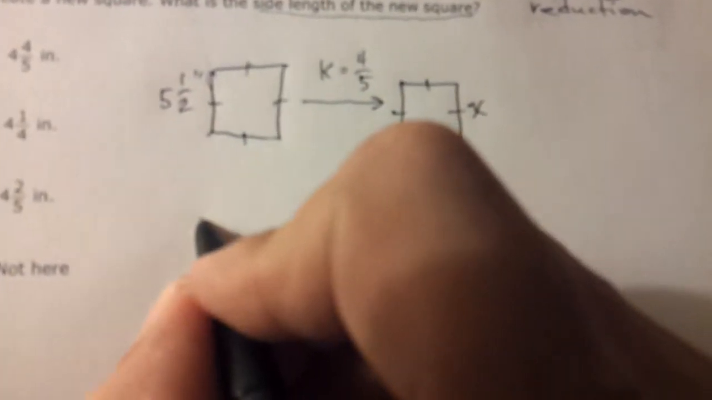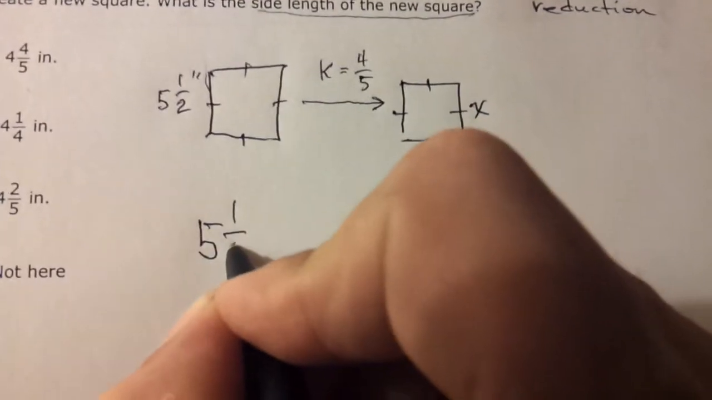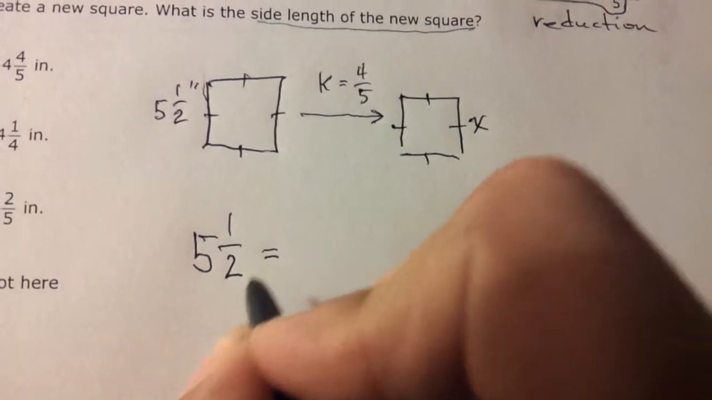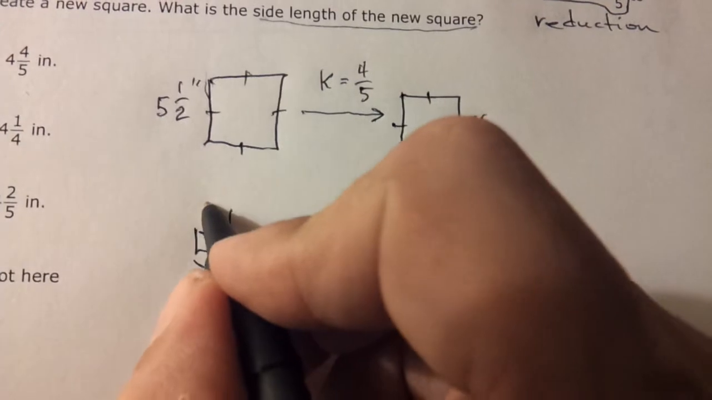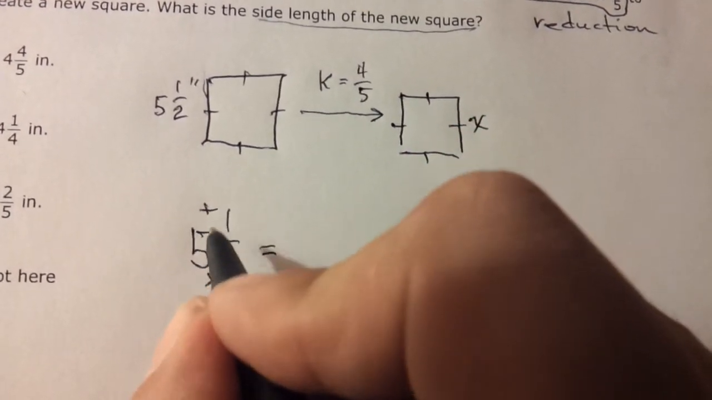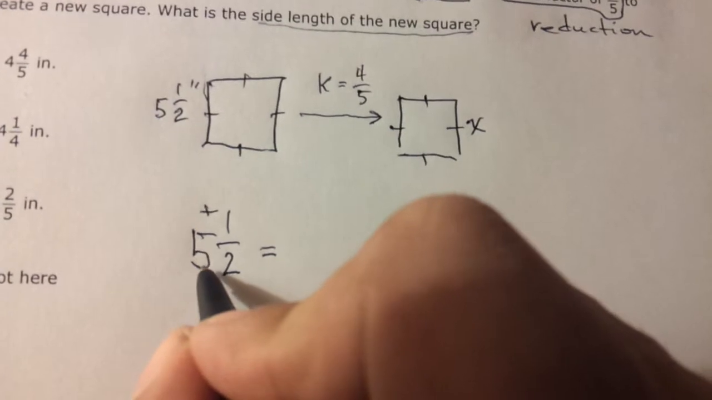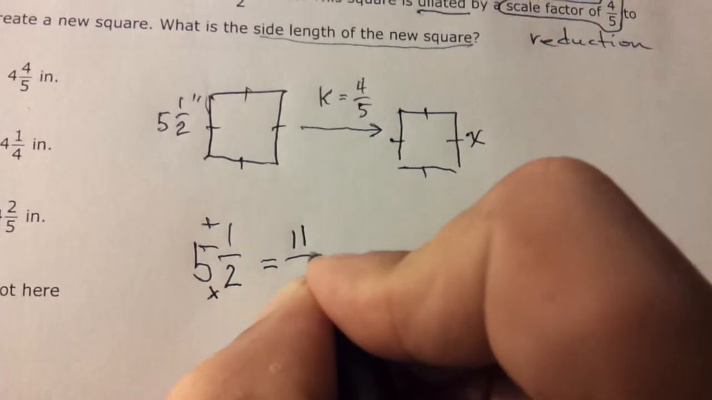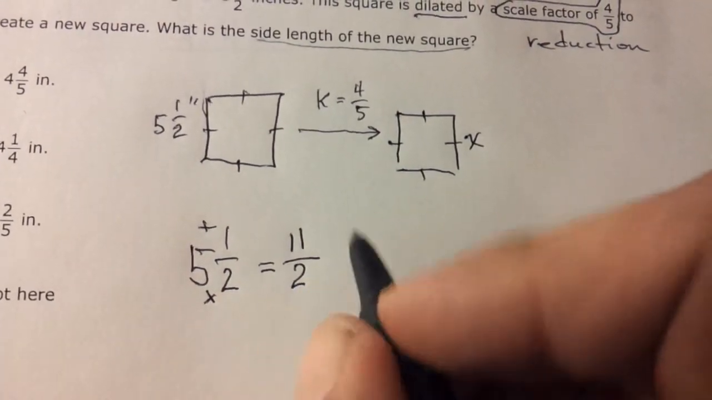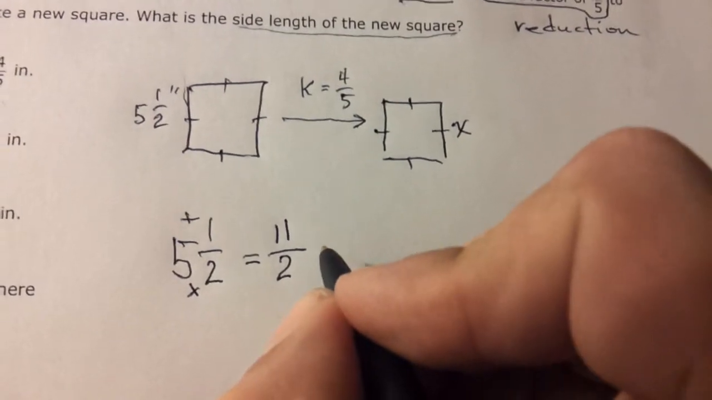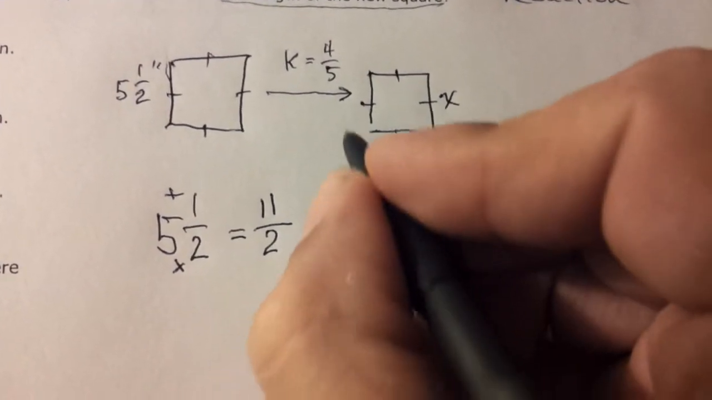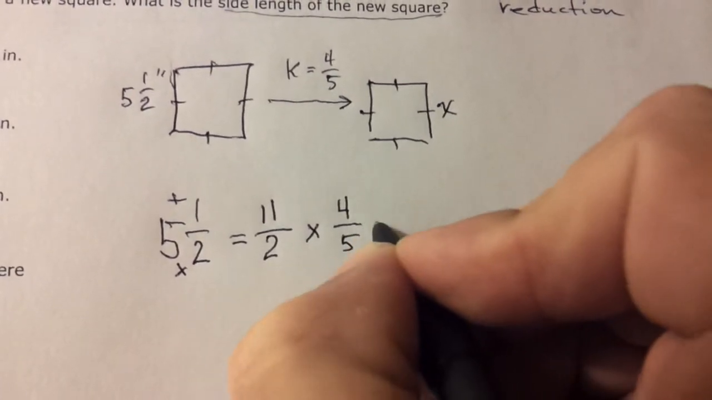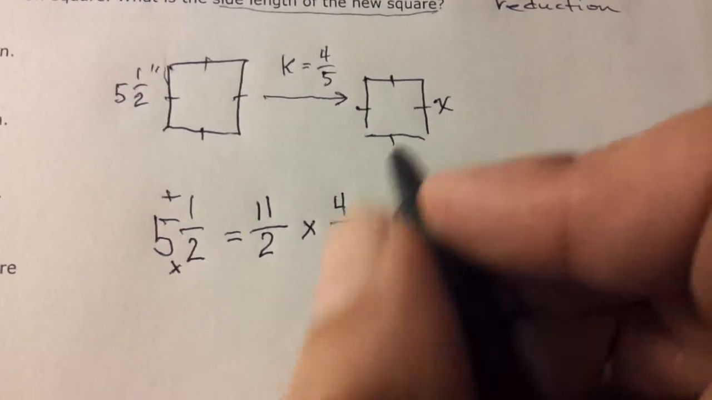So what we're going to do is take 5.5 inches and convert that to a mixed number. If you remember how to do that, you multiply and then add. So we're going to do 2 times 5 is 10, plus 1 is 11. So 5.5 inches equals 11/2 inches. We're going to take 11/2 and multiply it by the scale factor, which is 4/5. And that's going to give us x, our new side length.